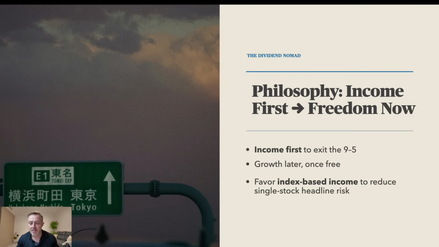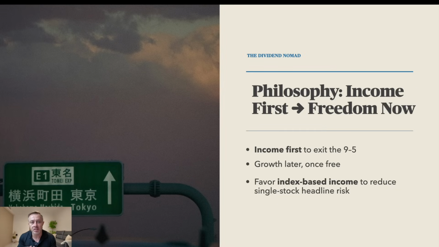And myself personally, in my own philosophy, I favor index-based income to reduce single stock headline risk. What does that mean? So for example, I prefer to invest in like the S&P 500, one that pays income, because the S&P 500 is like 500 of the best companies in the world, right?